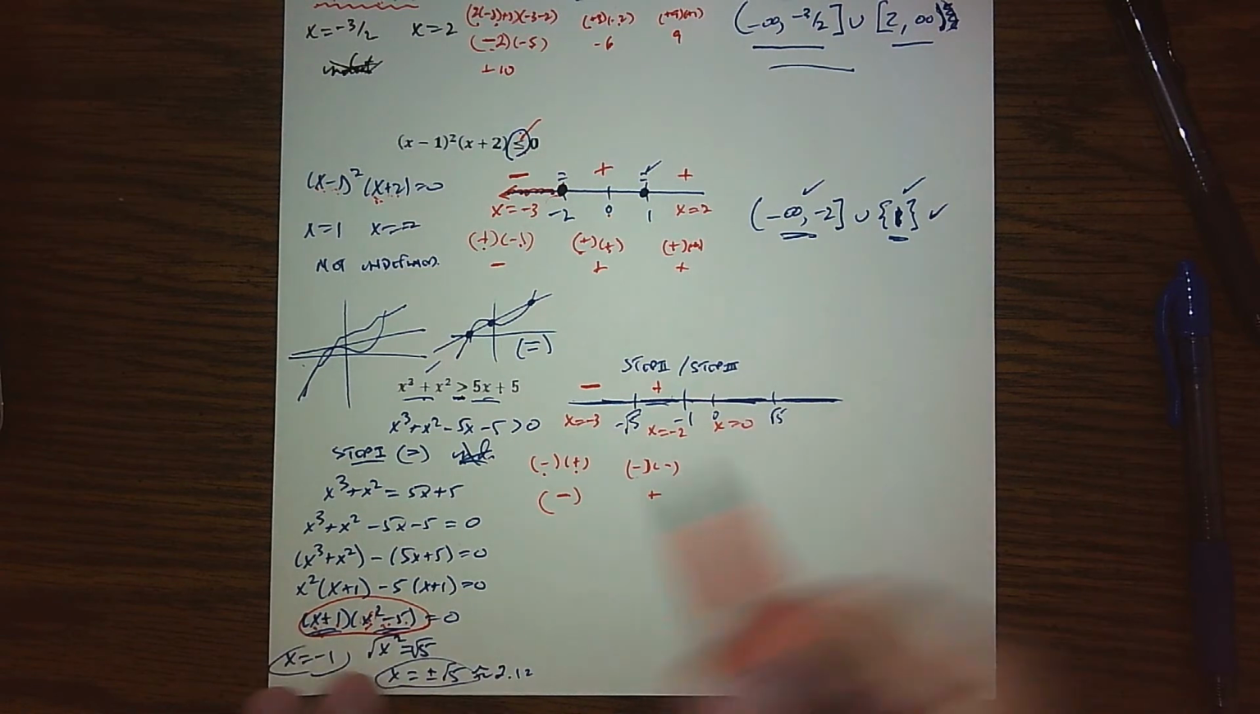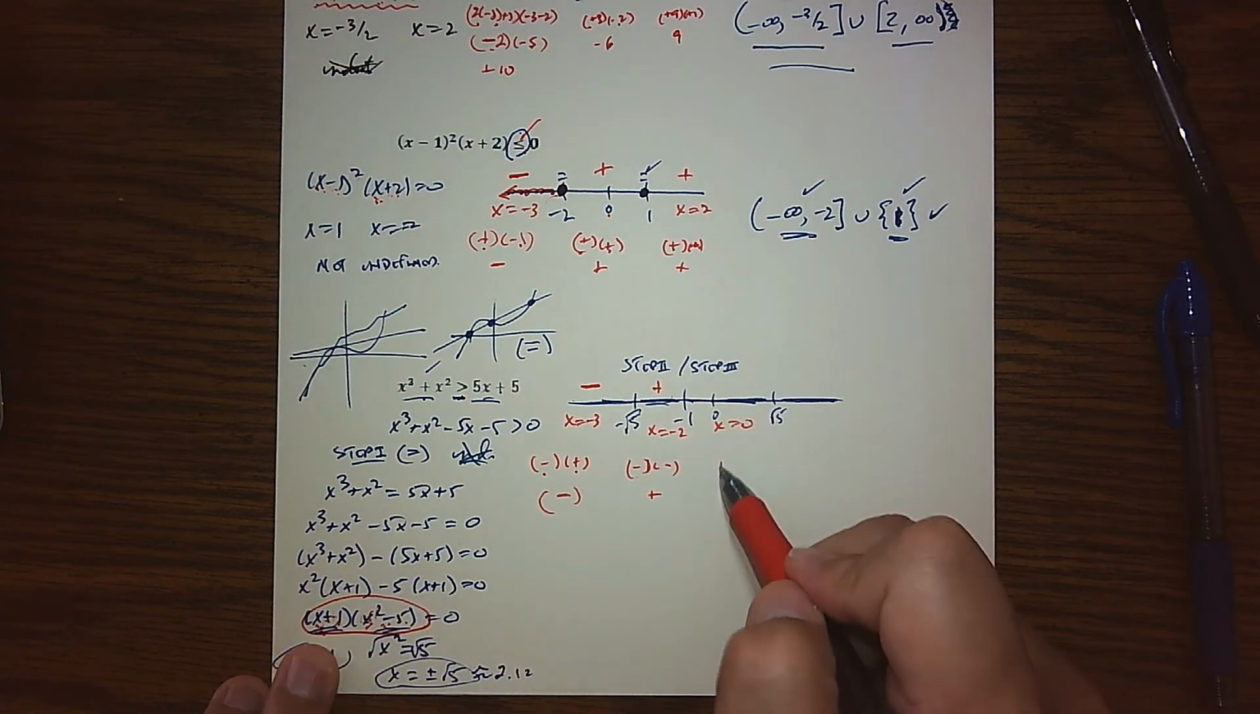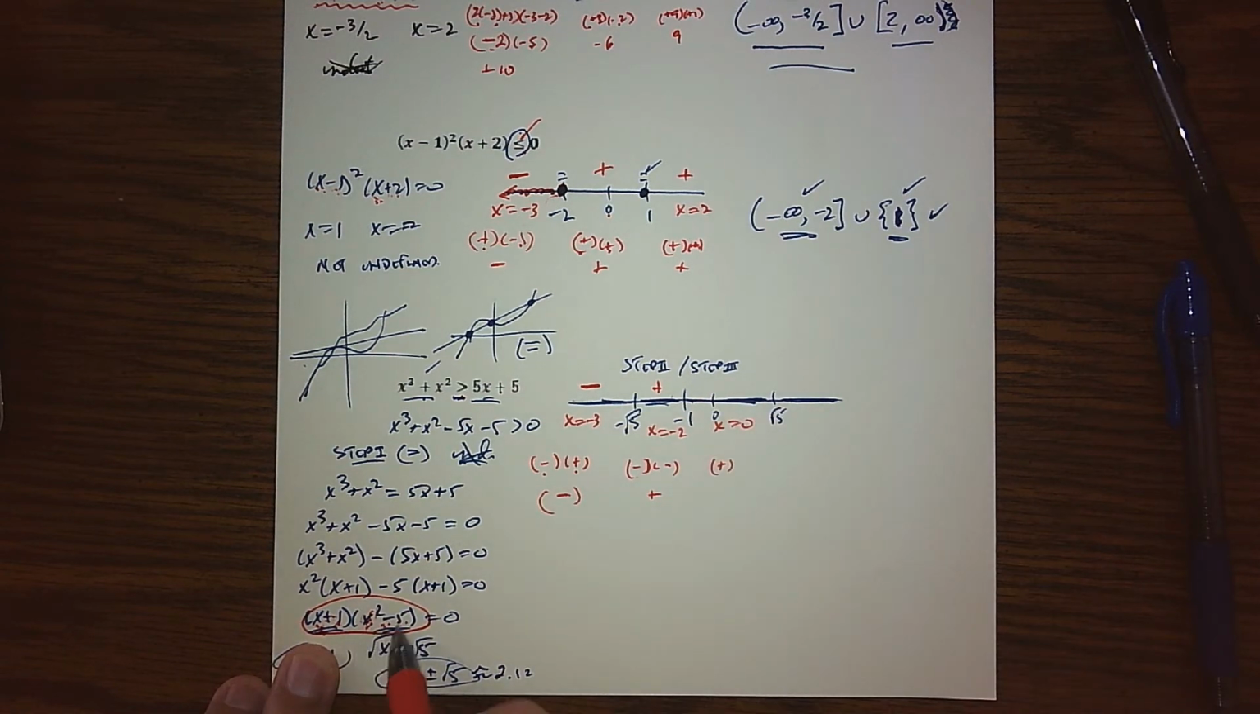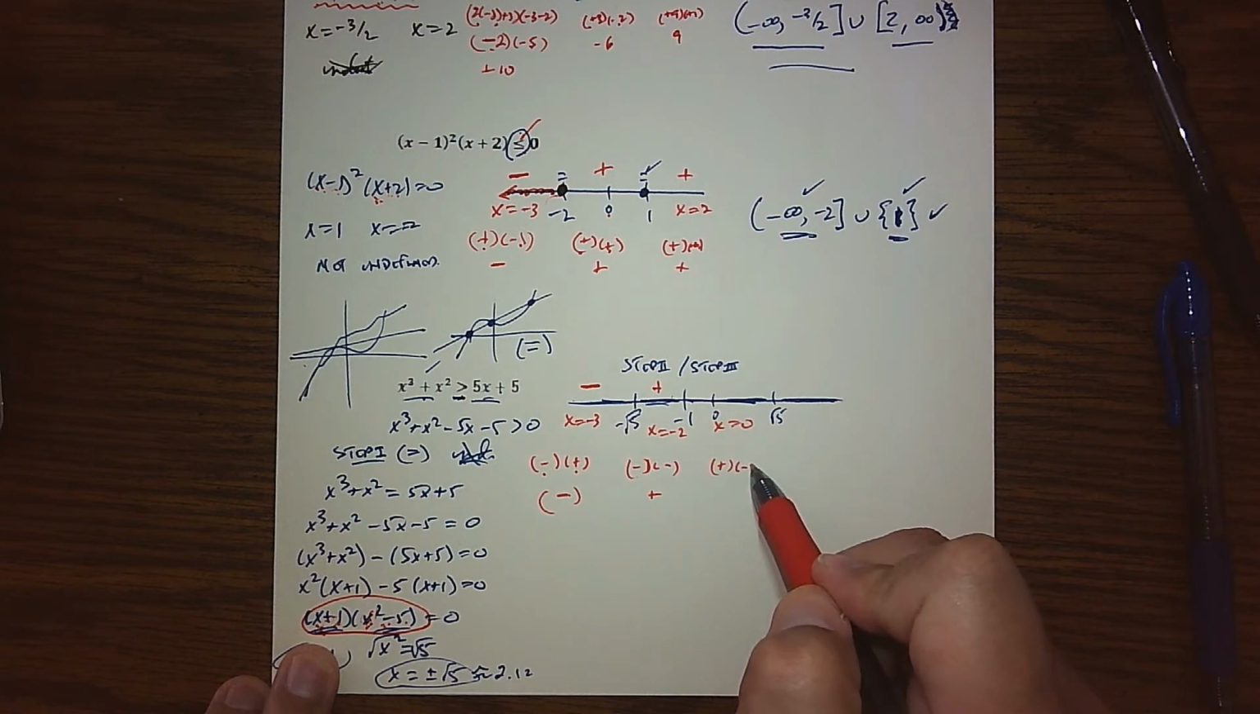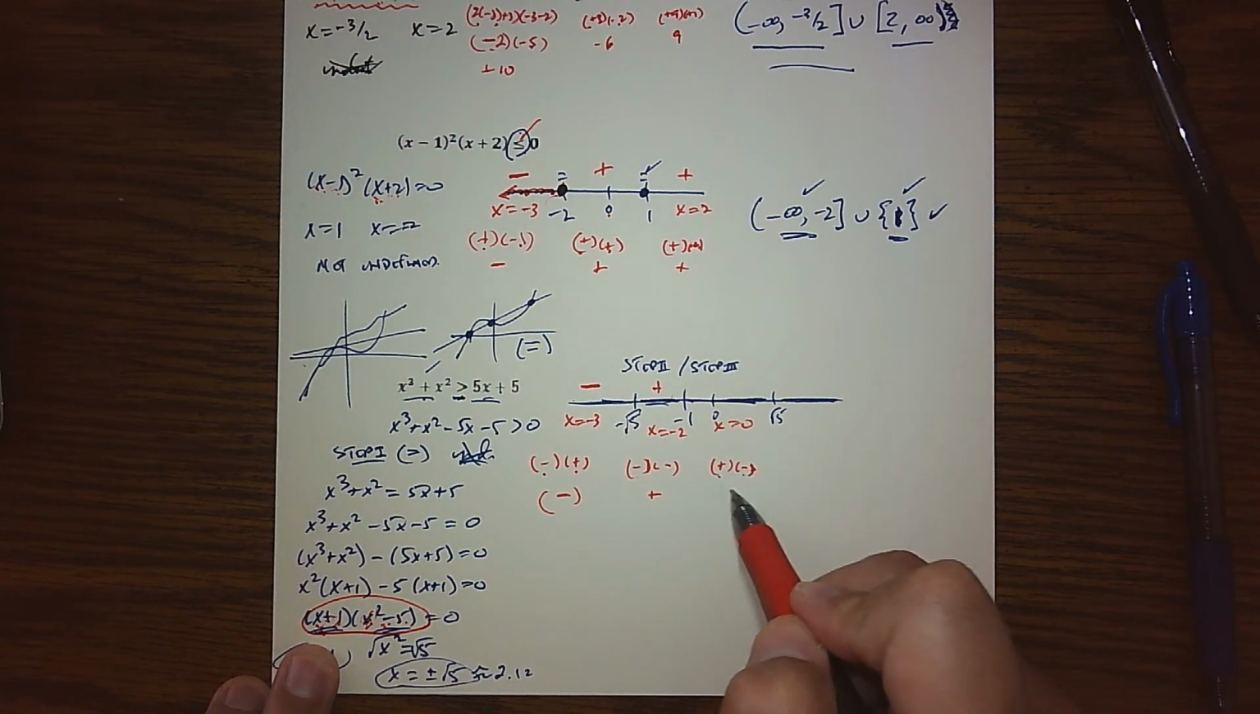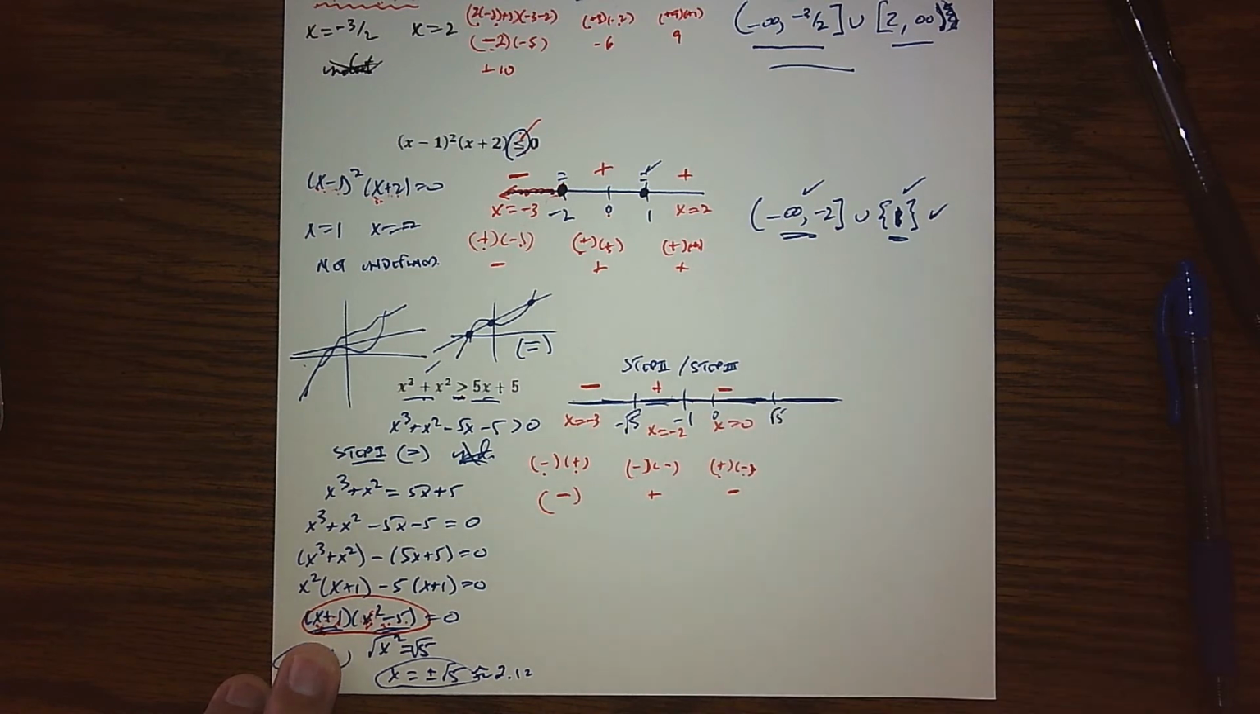How about I just use 0? 0 plus 1 is 1, so it's positive. 0 squared minus 5 is negative 5, so it's negative. A positive times a negative is negative, so on that portion we're negative.